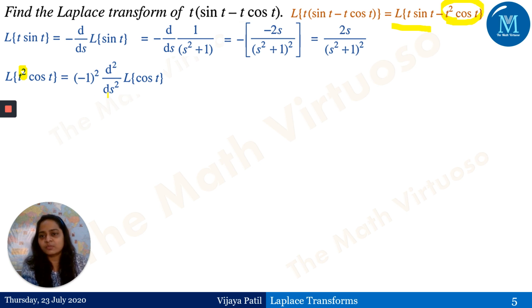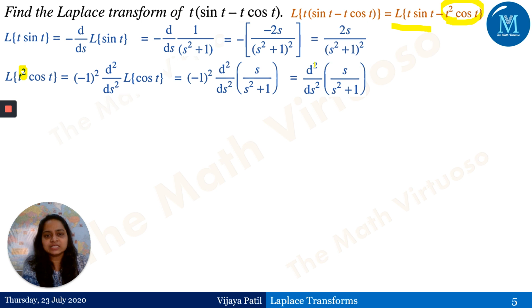So d square upon ds square of the Laplace of cos of t. Therefore, minus 1 the square, d square upon ds square, Laplace of cos of t is s upon s square plus 1. Because minus 1 to the power 2 would come as plus 1, we have to just do the differentiation 2 times. Now let me do it the first time.